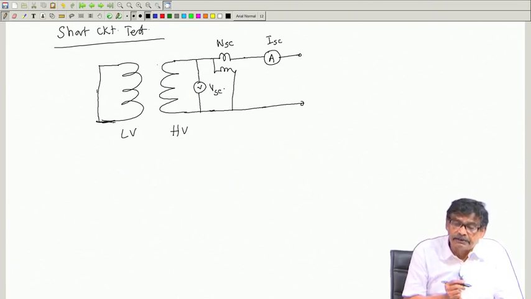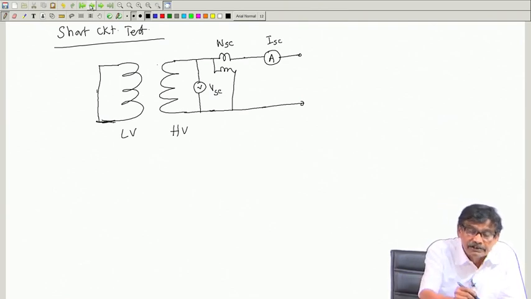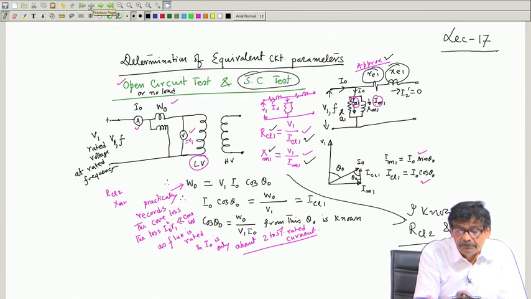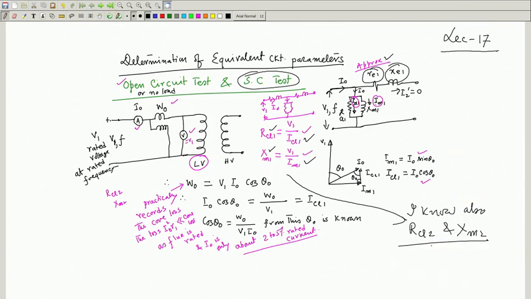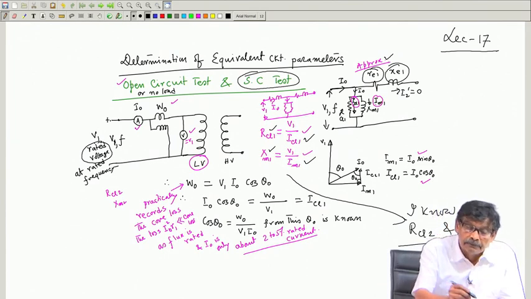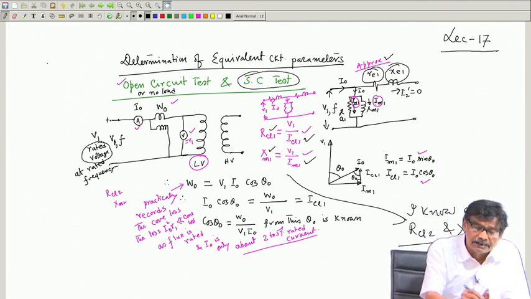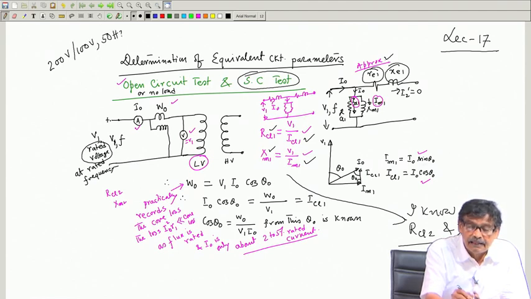Now, the question is how much voltage should I apply? During the open circuit test, which I carried out from the LV side, I applied rated voltage, mind you. Suppose let us take the same transformer, whose rating is 200 volt, 100 volt, 50 hertz and 1 kVA.